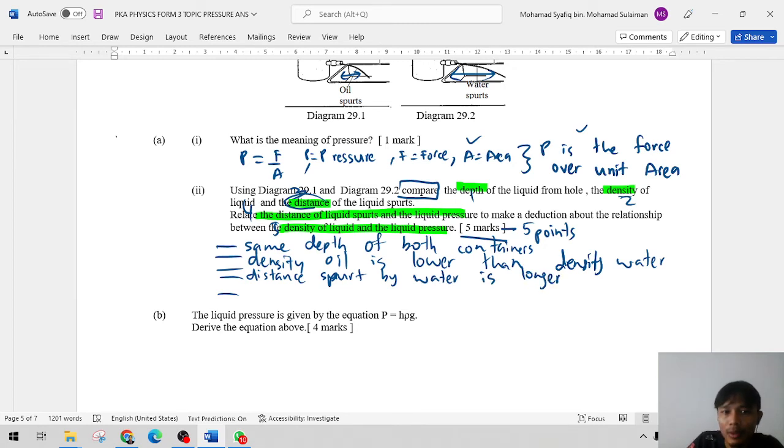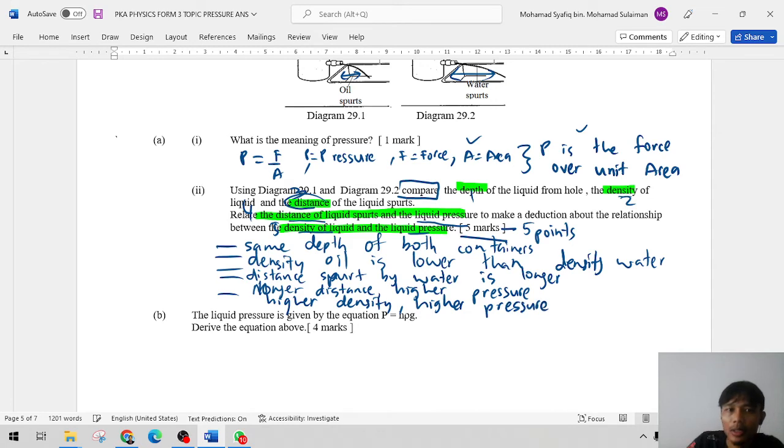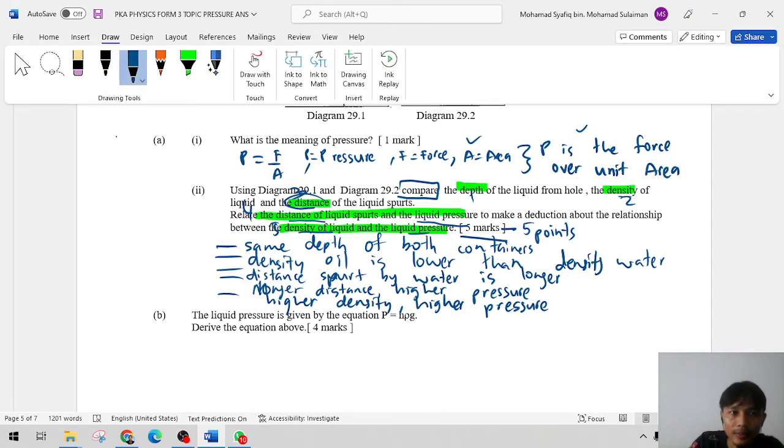And then number 4, distance and liquid. So longer distance, higher pressure. And the last one is about density and pressure. So higher density, higher pressure. Okay, so that is the deduction, because we can see here.